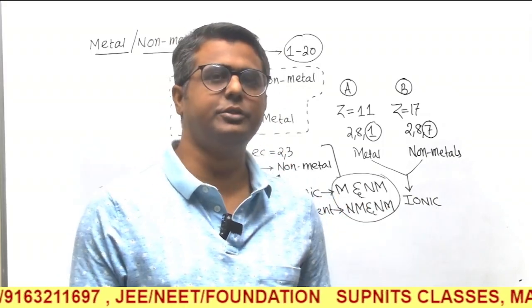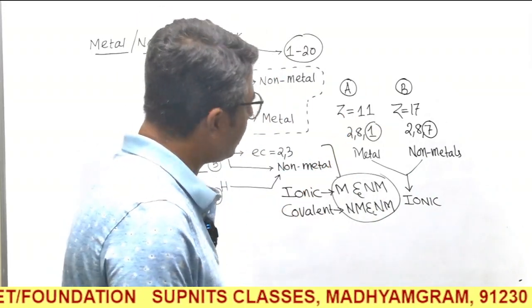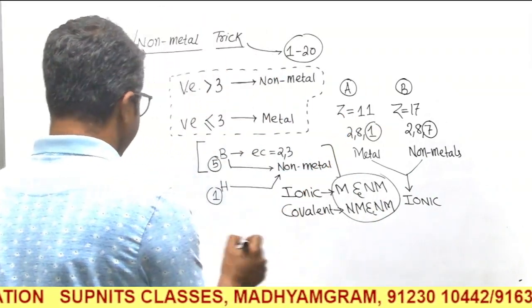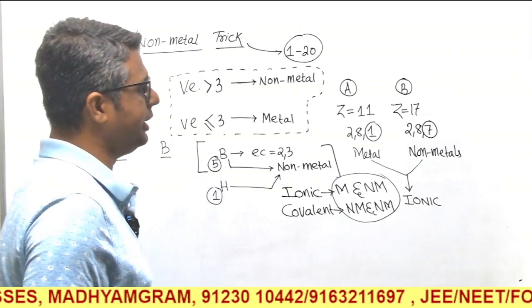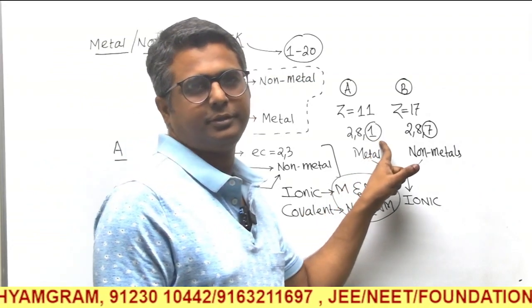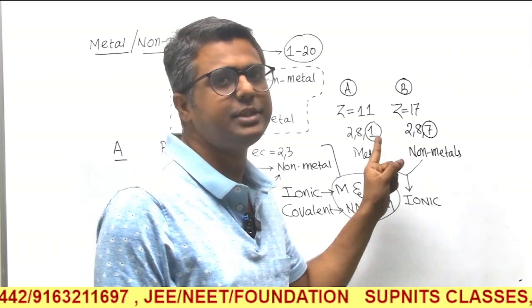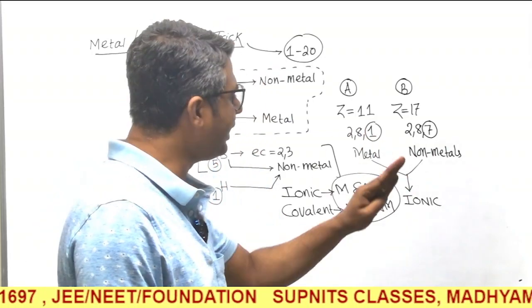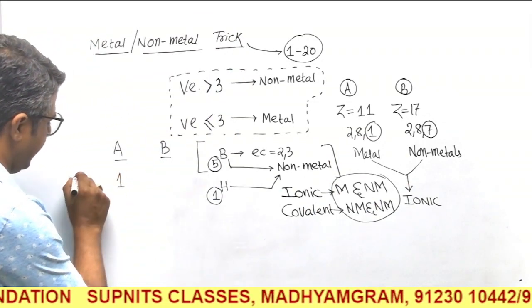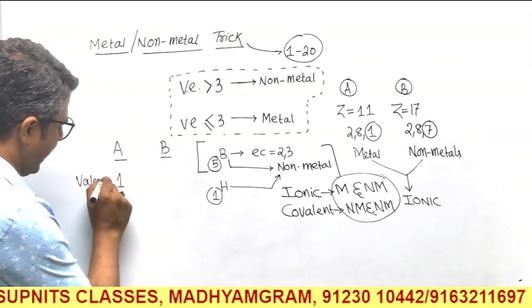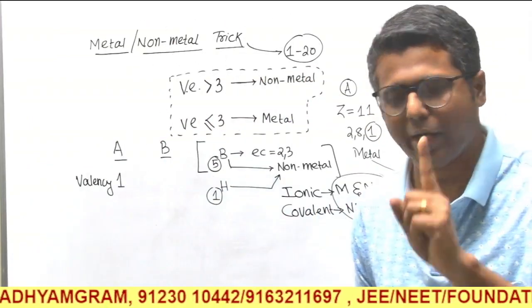Along with this, another question can also be asked: what is the formula between A and B? So what will we do for that? For A and B, which we are talking about over here, the last shell has one electron. That means it is the valence electron. So the valency of this will be 1. It will lose one electron to gain octet. So here you have to write down the valency, and the valency is 1.